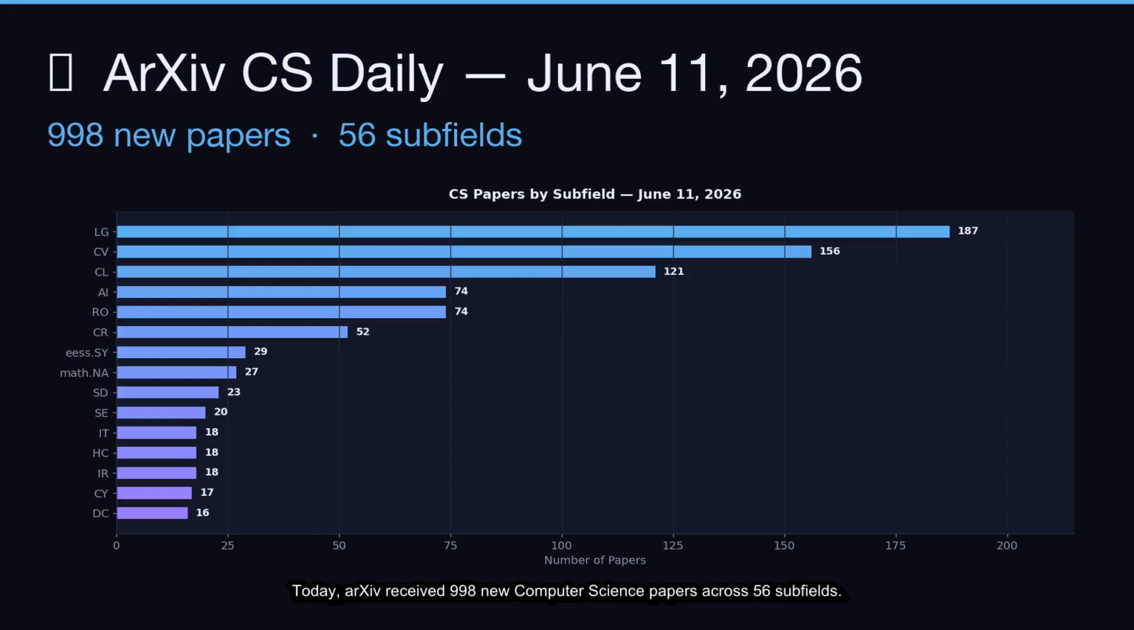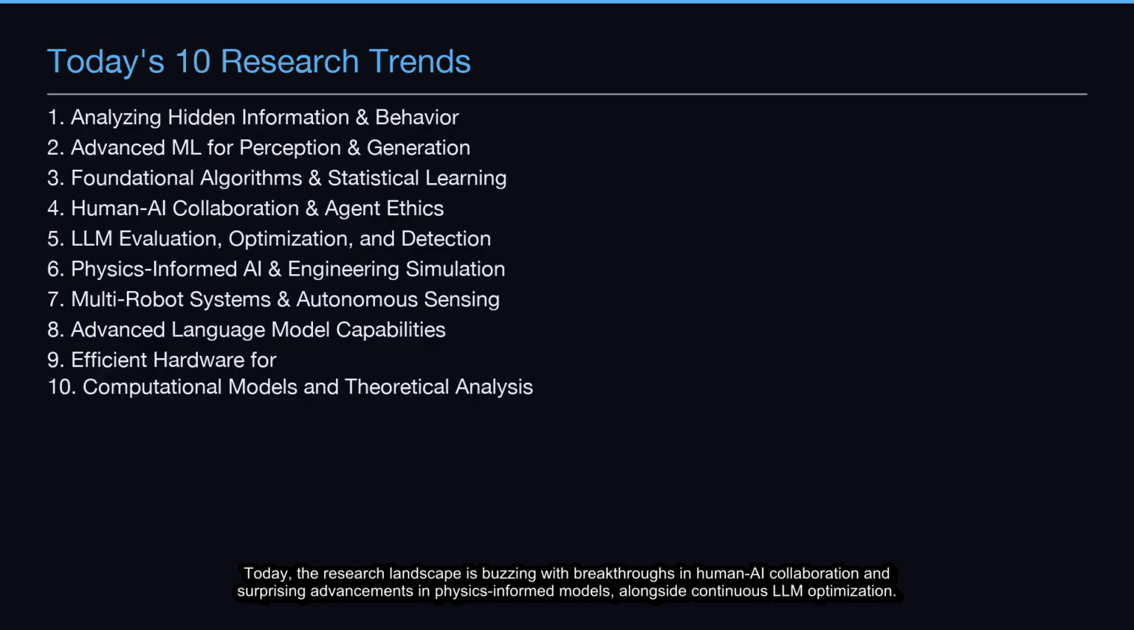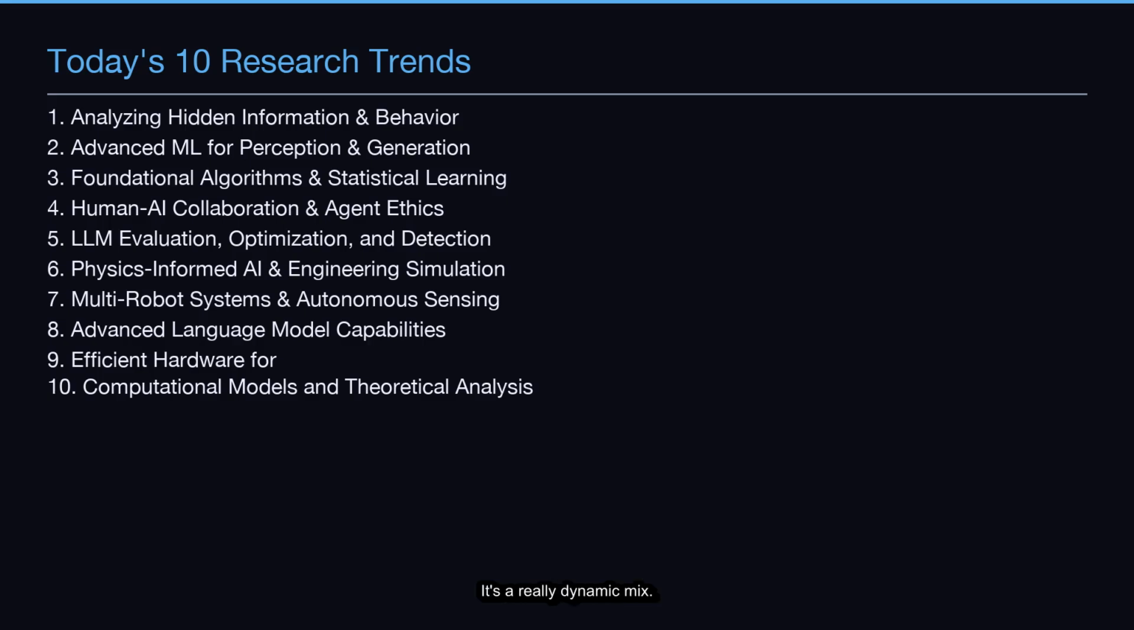Today, ArXiv received 998 new computer science papers across 56 subfields. Let's look at the research landscape before we continue with the remaining papers. Today, the research landscape is buzzing with breakthroughs in human-AI collaboration and surprising advancements in physics-informed models, alongside continuous LLM optimization. It's a really dynamic mix. Now let's see which papers stood out.